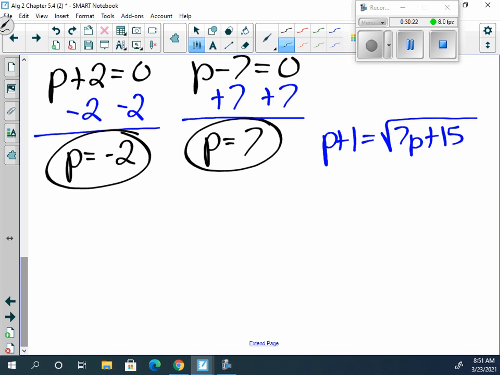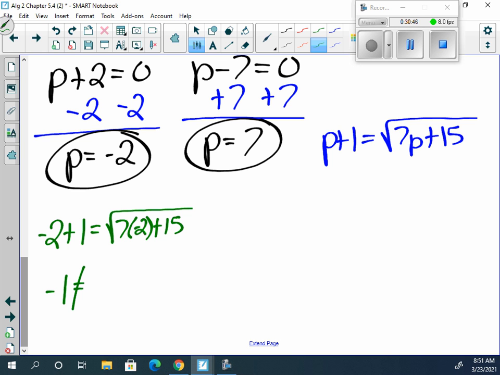Is what we came up with. So we can start with -2, and we can plug -2 in for p. Well, we have -2 plus 1 is equal to the square root of 7 times -2 plus 15. Well, -2 plus 1 is -1. Well, I can stop there because I know that radical cannot equal a negative.